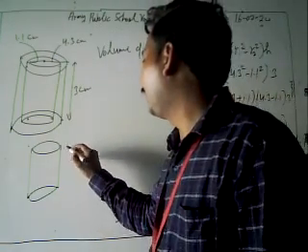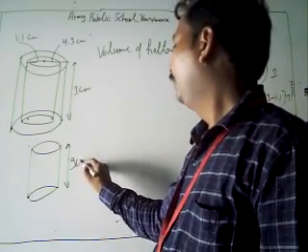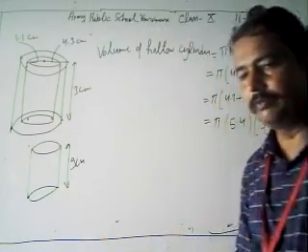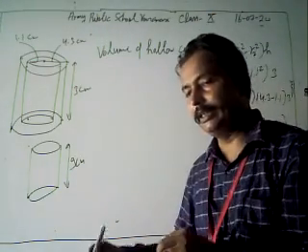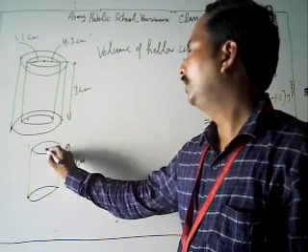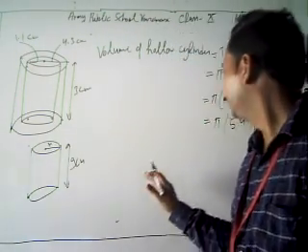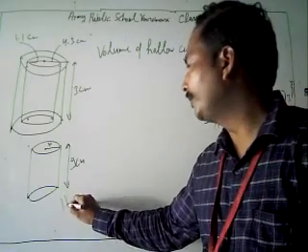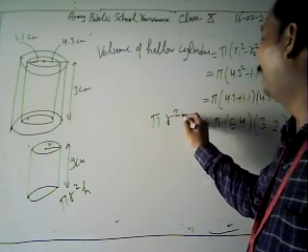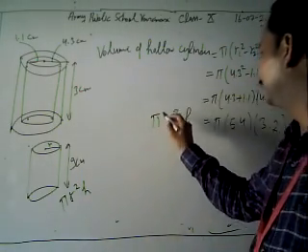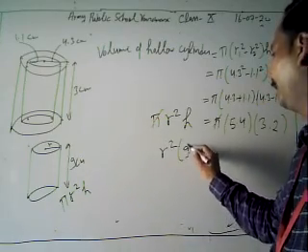It's given in the problem that it's recast into a cylinder of height 9 centimeter, and we have to find the radius of this new cylinder. Then what is our volume? Its volume is given by pi r square h. Pi and pi cancel, so r square h, the value of h is 9.